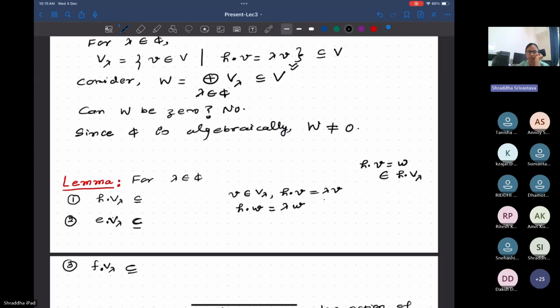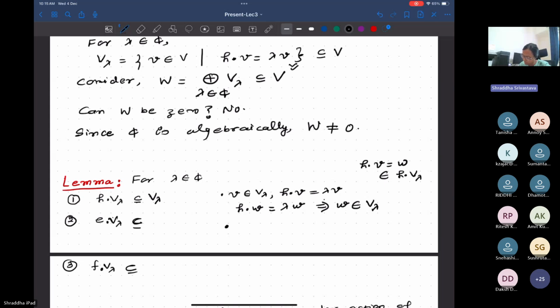So can you say now H dot V lambda, where does it land? Where does W land? If H dot W is lambda times W, so W is in where? It belongs to V lambda again. So the answer here is actually V lambda. So each of these V lambdas are stable under the action of H, because if non-zero, then these are precisely eigenspaces. If zero, then anyway it is stable, nothing to do.